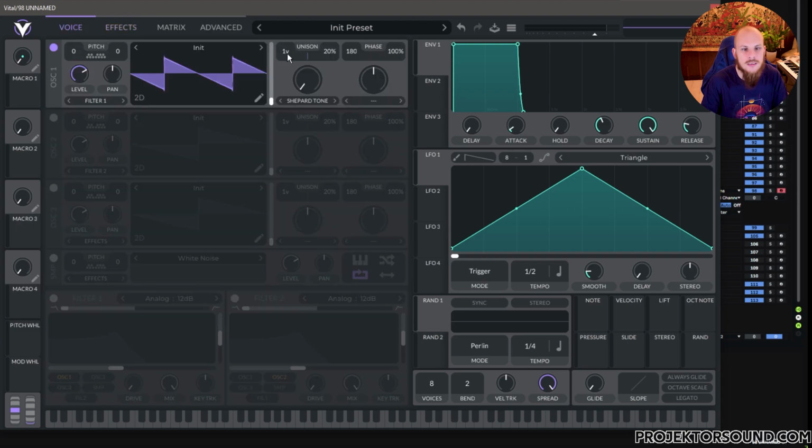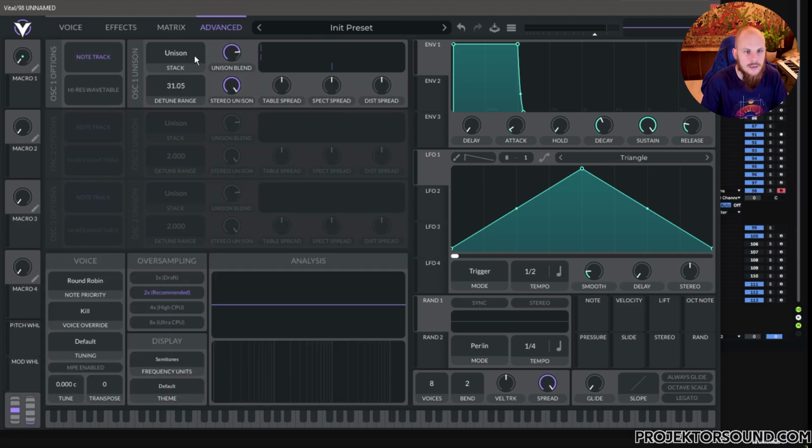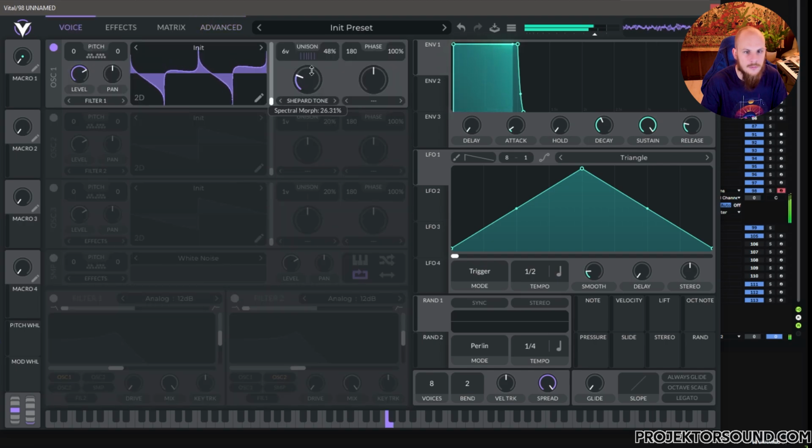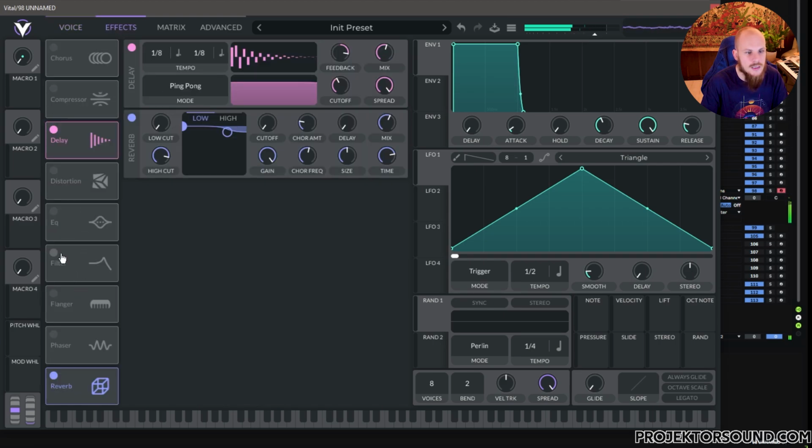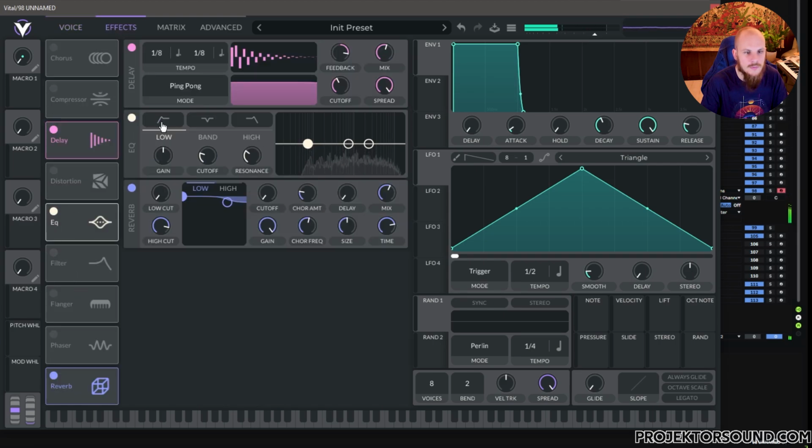So in this case, I want to give it a few voices of unison. Let's spread that out nicely with a lot of detune, and let's actually try setting this up by quite a bit, maybe even all the way. There's some interesting sounds that we're getting out of that, but I really just want to remove the low frequencies for now.